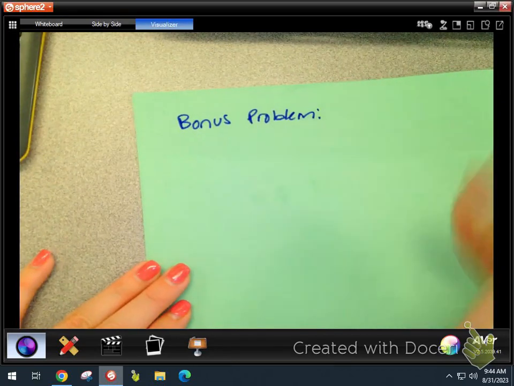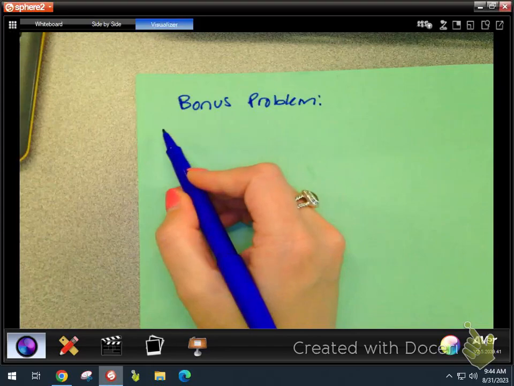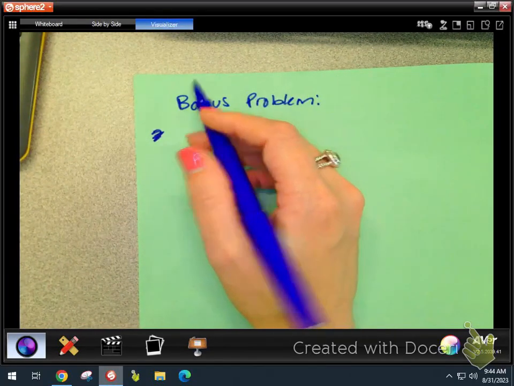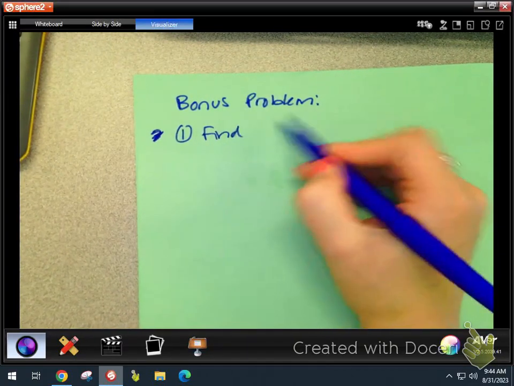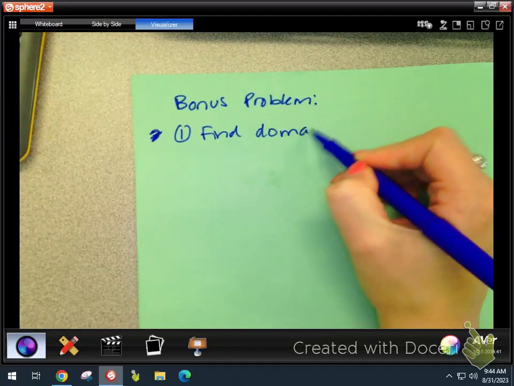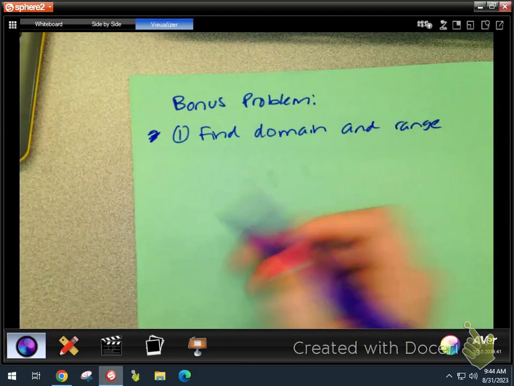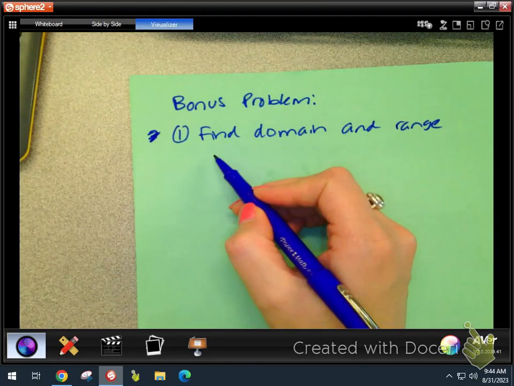Just do it on the back of your packet. I'm sorry, there's not more space. Okay? We're going to do 2 bonus problems. So, flip to the back. All right, number 1. We're going to find domain and range. And we're going to do ordered pairs.